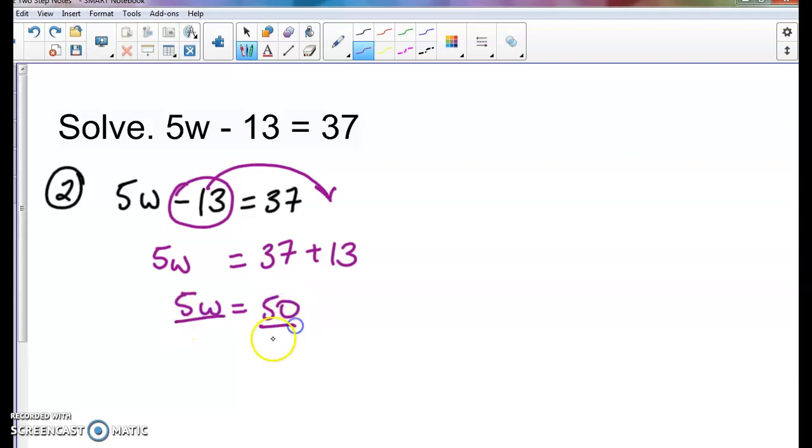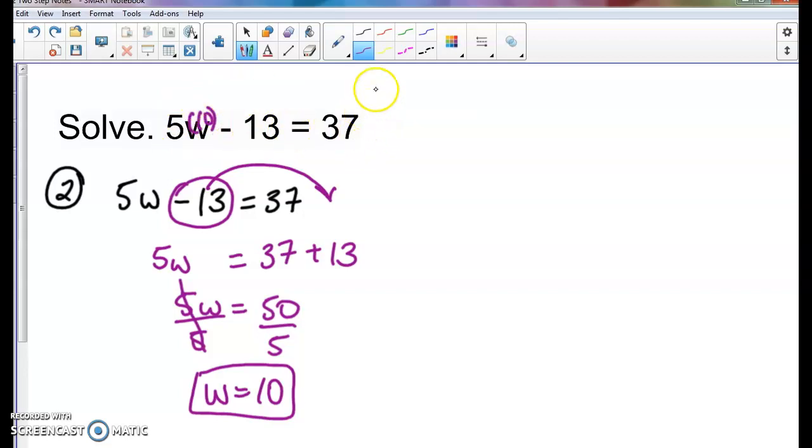Divide both sides by 5. 5's cancel, and W equals 50 divided by 5 is 10. And we're all set. And if you did want to check it, you could once again just replace W with 10. 5 times 10 is 50. 50 minus 13 is 37. It's all good.